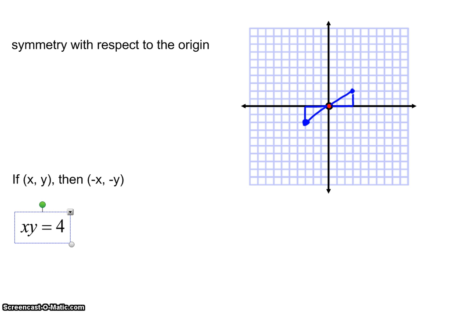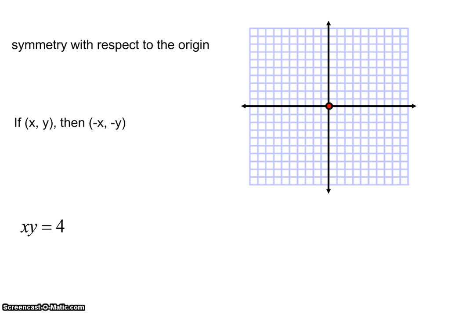Now what we want to look at is, if I have a function, is that function going to be symmetric with respect to the origin? What we need to check is, for this point right here, do I have another point the same distance away from it? We can look at these things on the calculator, or we can use an algebraic rule. That rule says that if (x, y) is a point on my graph, and it's symmetric with respect to the origin, then the point (-x, -y) will also be a point on that graph.